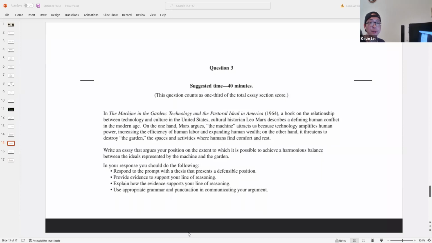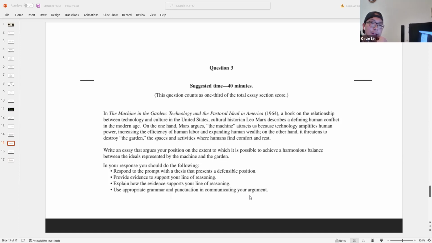So what Bianca could be doing is taking a stance, because remember the prompt's asking: is it possible to achieve a harmonious balance between the ideals represented by machine and garden? What she's kind of saying is no. It seems that one side is overseeing the other, and it's the machine side. If humans ever want to go back to the garden, it's going to be pretty hard because the other side has dominated. So she's challenging the claim for harmonious, which is absolutely fine. That is a really good way to approach this. It's not a thesis yet, right? But there's a really good direction for that observation.